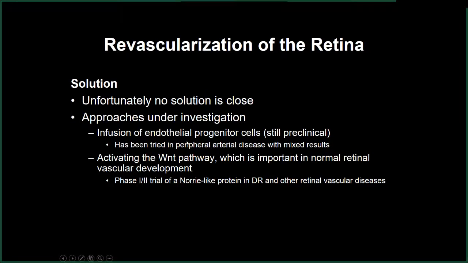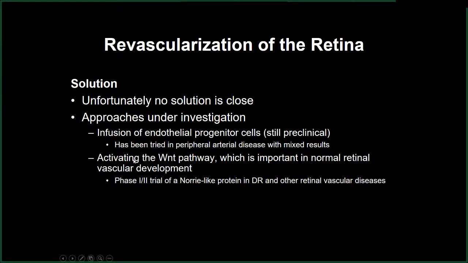So there is a form of a, it's not multipotent, but it is a stem cell-like cell that goes to the vasculature, comes from the bone marrow, that just produces precursors to the endothelium, to vascular cells, endothelial progenitor cells. It has had mixed results in peripheral arterial disease. Some people are just starting to work on it in diabetic retinopathy. It's still preclinical. There hasn't been a good trial yet of it.